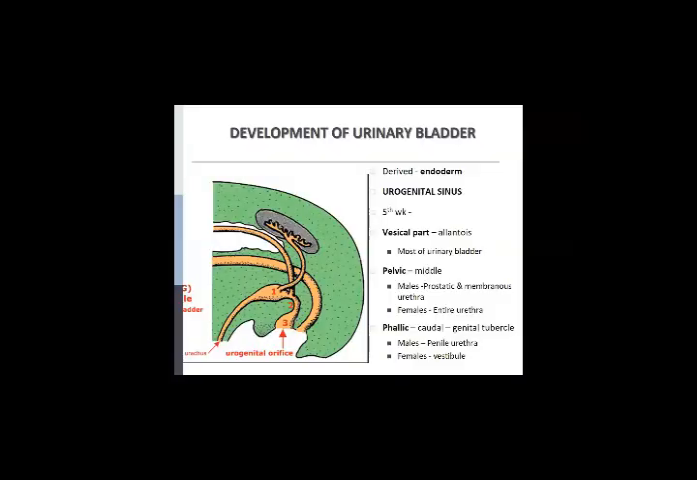Tell you what genital urethra is. So the phallic part develops, in the males, into the penile urethra. In the female, it develops into the vestibule. Vestibule is a common opening for the urethra and vagina.